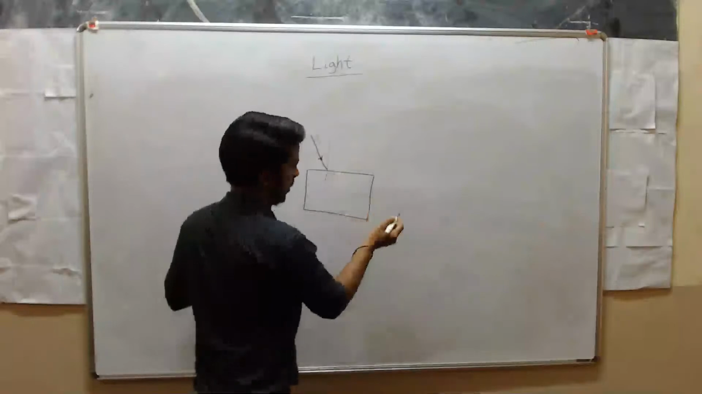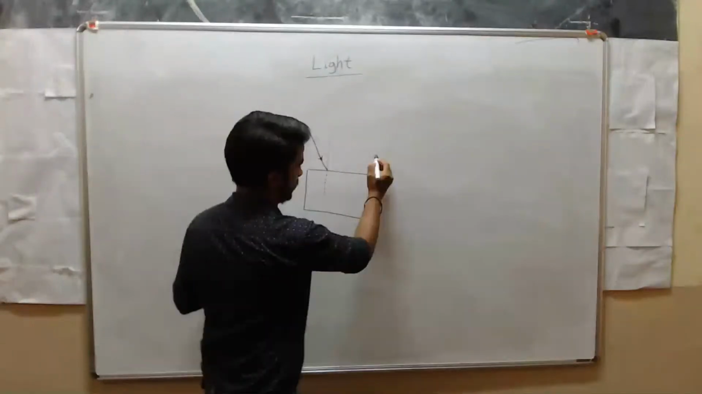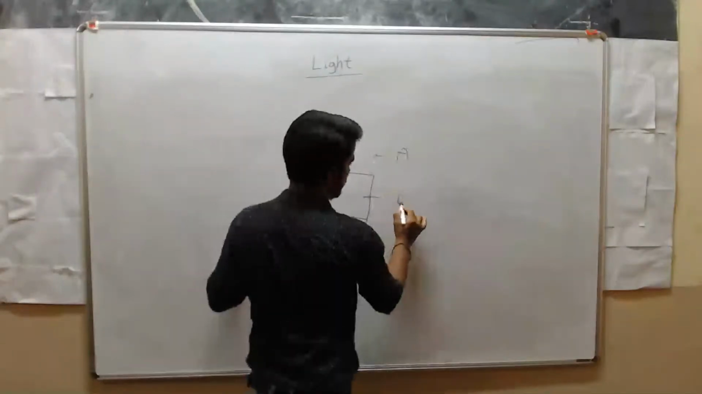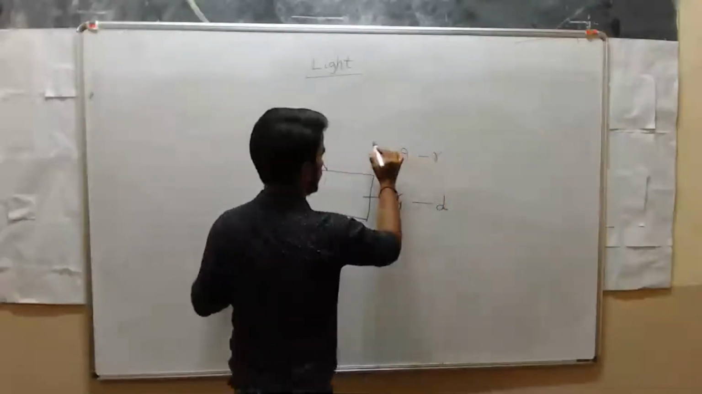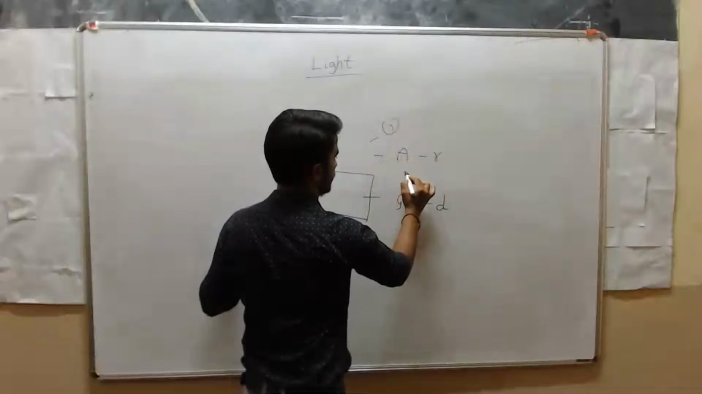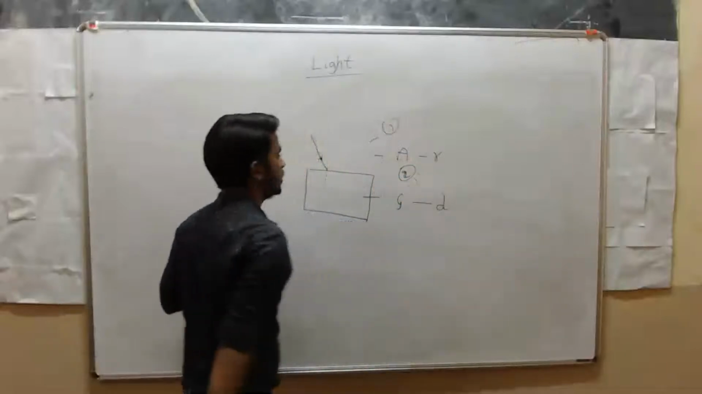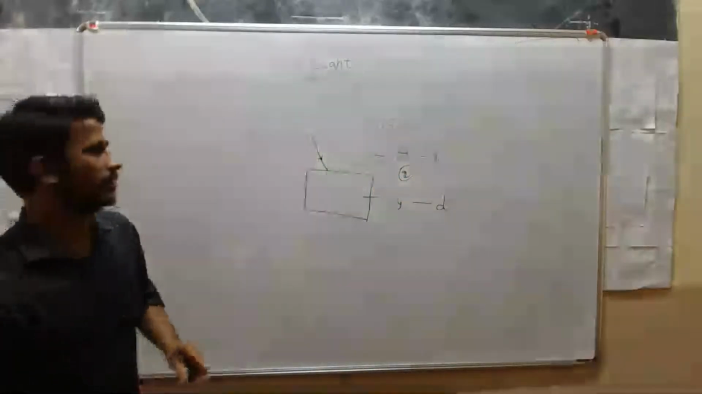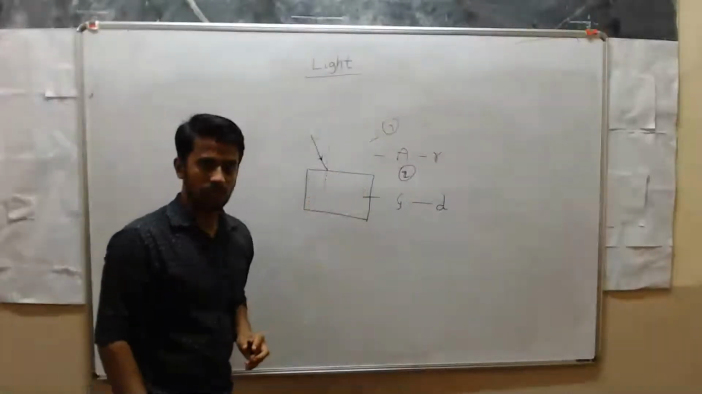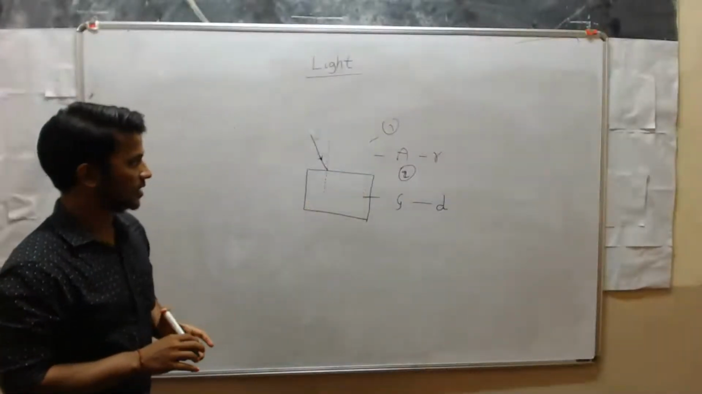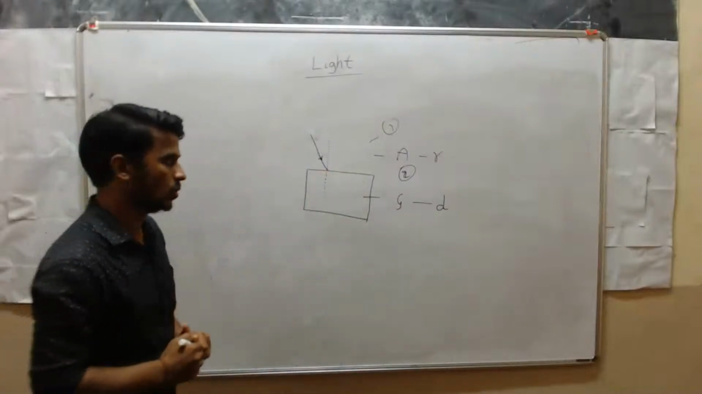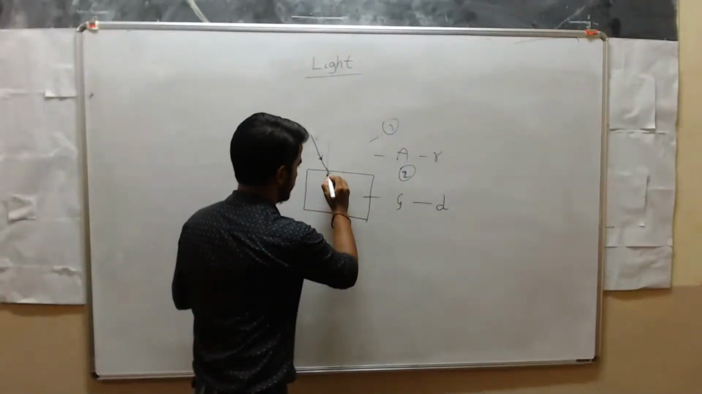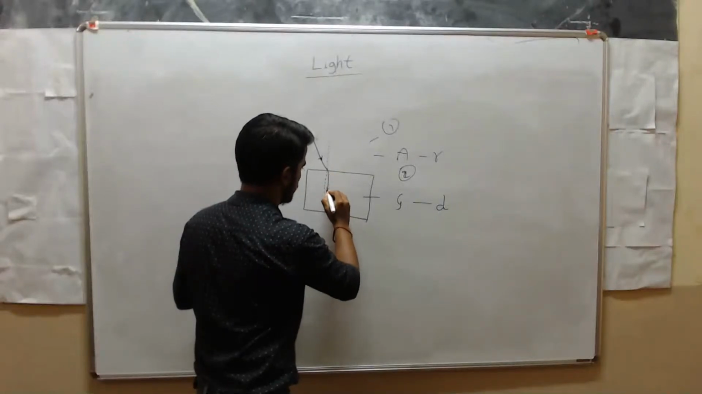So now here, air medium to glass medium. So this is a rarer medium, and this is a denser medium. I will call this medium as 1 and this medium as 2. Okay, so now I am passing a ray of light from rarer medium to denser medium. Here, the speed of light decreases, so that's why it bends towards the normal.